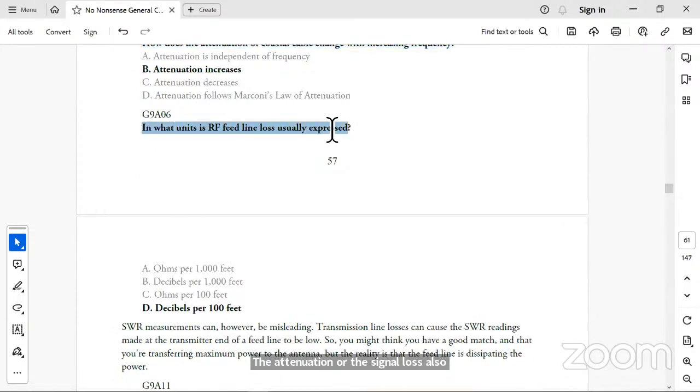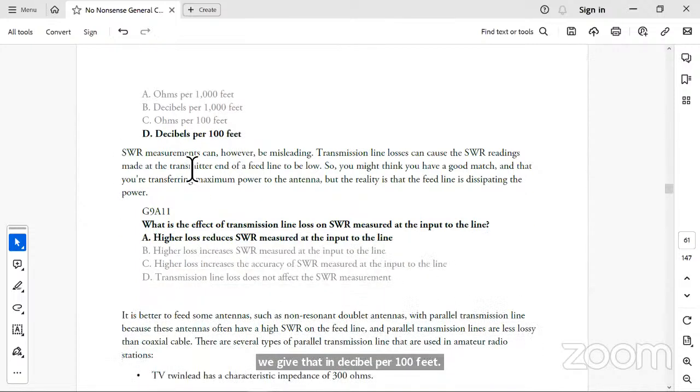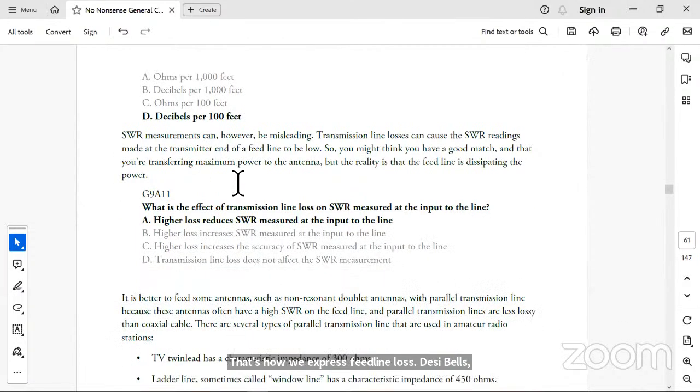Next question. In what units is RF feed line loss usually expressed? Well, by now, we should have realized that the decibel is what we use to describe gain and losses, right? But we're talking about transmission line or feed line. So we give that in decibel per 100 feet. That's how we express feed line loss. Decibels or dBs per 100 feet.